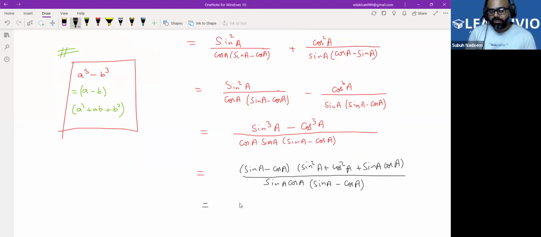Sir, the sin A minus cos A can be cancelled, right? Right. Then sin square A plus cos square A is 1. So 1 plus sin A cos A by sin A cos A. And then we do 1 by sin A cos A plus sin A cos A by sin A cos A. Correct.